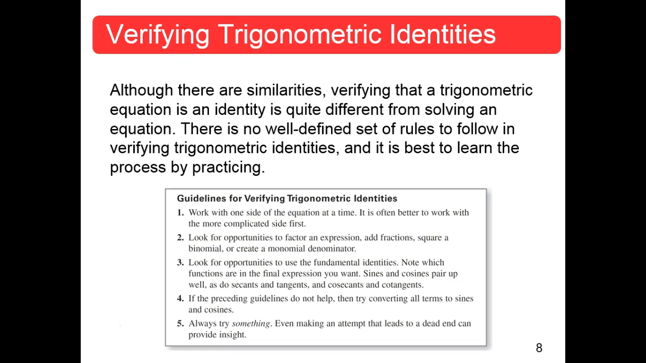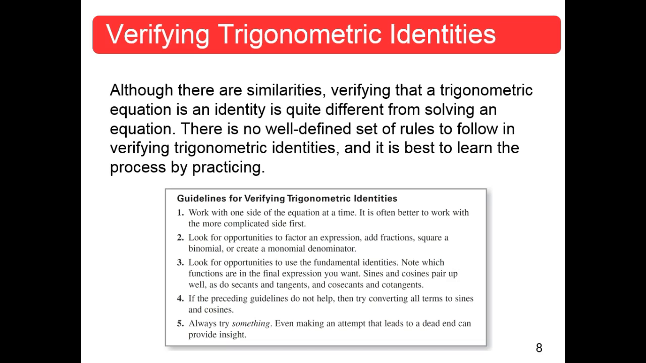All right. Here are some of the guidelines. These are the book's guidelines. I don't always go by these. It says work with one side of the equation at a time. It's often better to work with the more complicated side first. Now, I don't really go by that too much because as long as you don't cross the equal sign, you can do things to this and do things to this. They don't have to be related to each other as long as all the steps are true. So you don't have to do just one side or another. Just be sure you don't cross the equal sign.